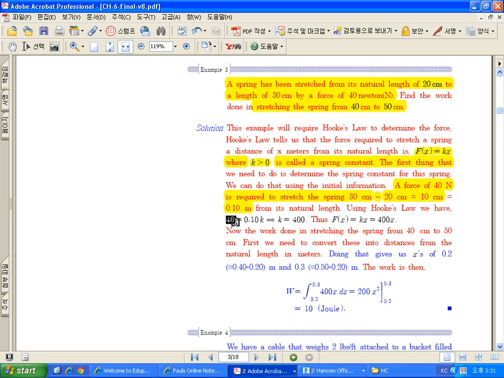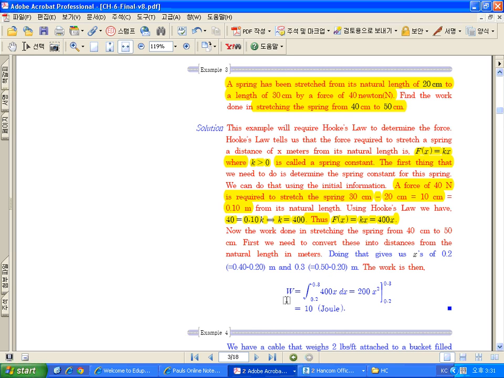So now we have 40 Newtons used to make the 0.1 meter distance, times the constant k. So k should be what? Divide 40 by 0.1, so k should be 400. So now we have the force f of x as 400x.